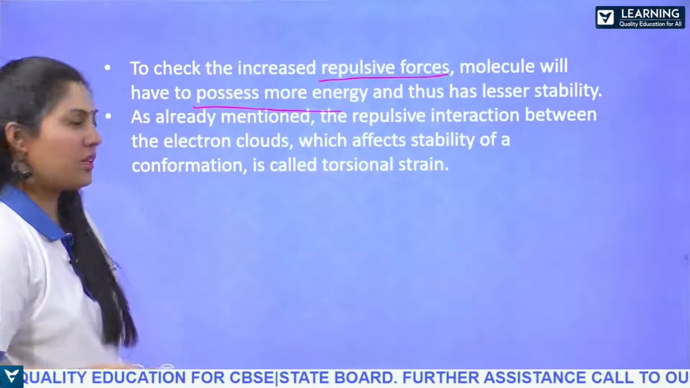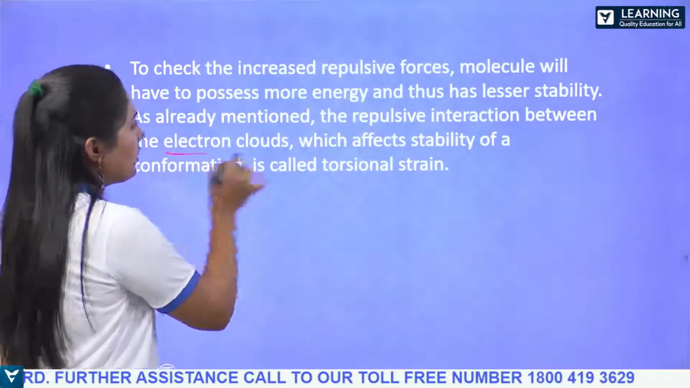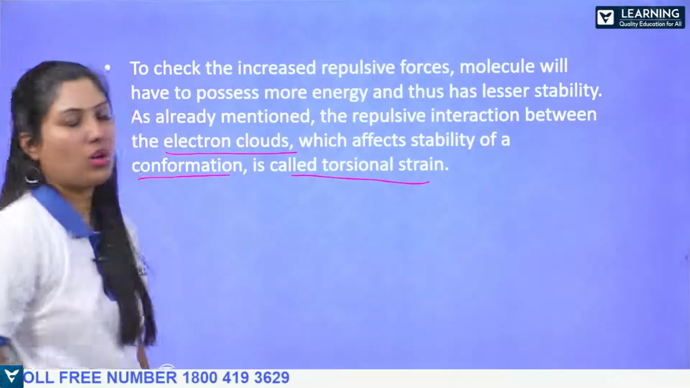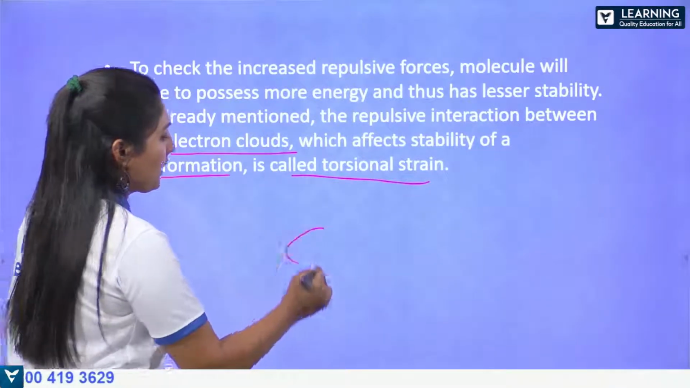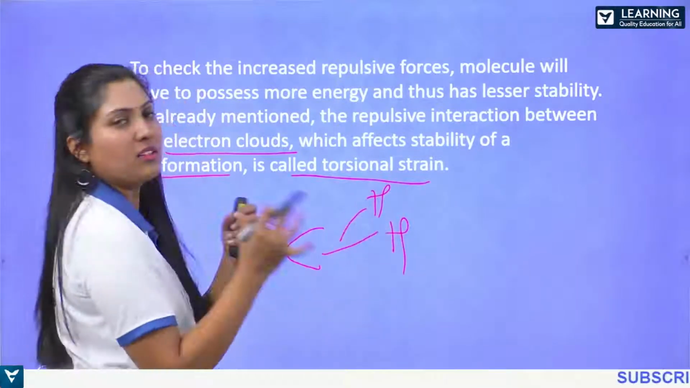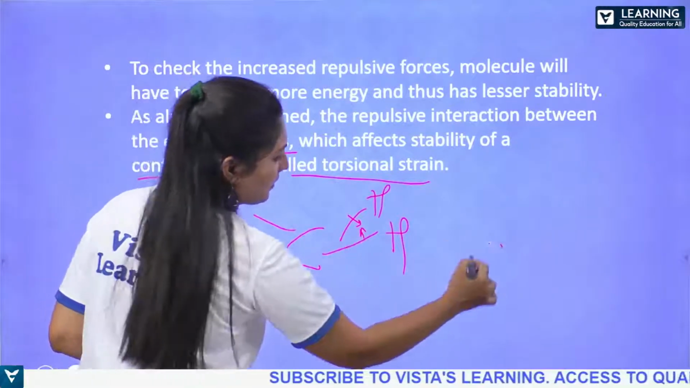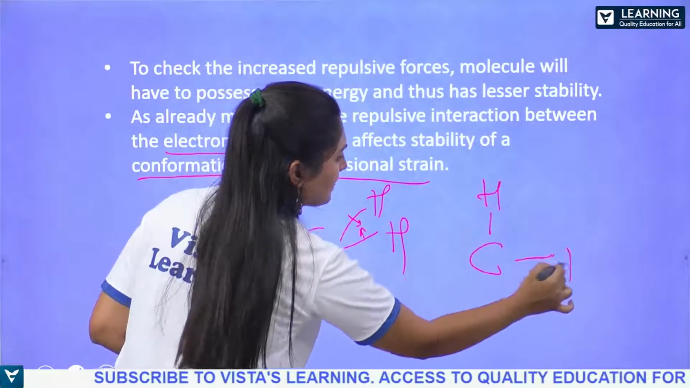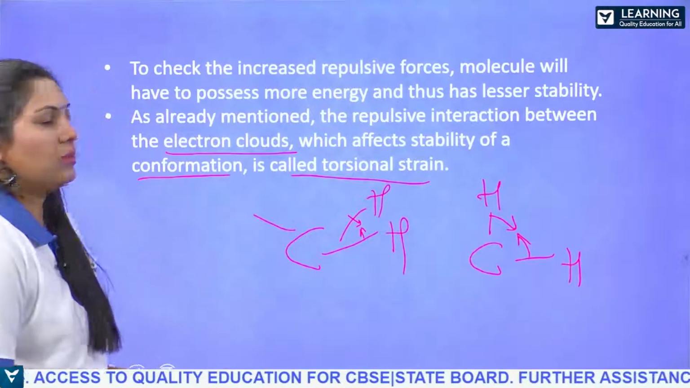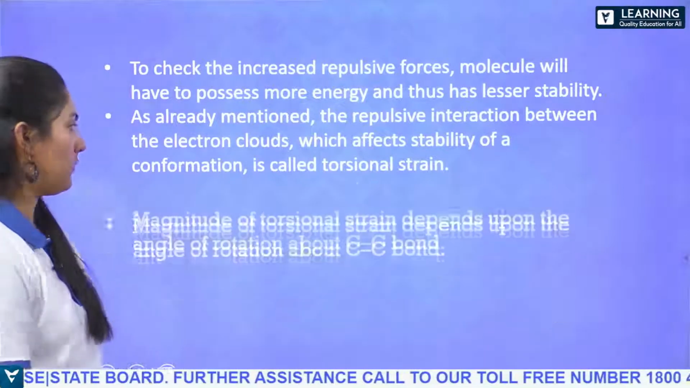So as already mentioned, the repulsive interaction between the electron clouds which affects the stability of a conformation is called torsional strain. As we know, if we have a hydrogen and behind it one more hydrogen, they will have repulsion which gives you the torsional effect. Whereas if they are at a certain distance, then there will be no electron cloud repulsion, and so they will be more stable in staggered than in the eclipsed one.